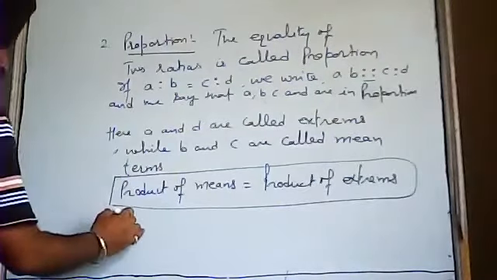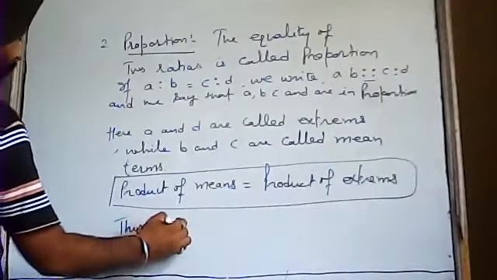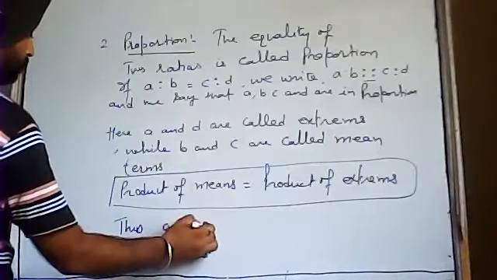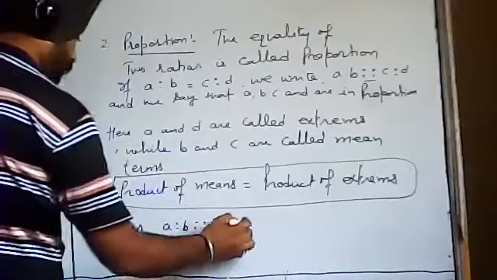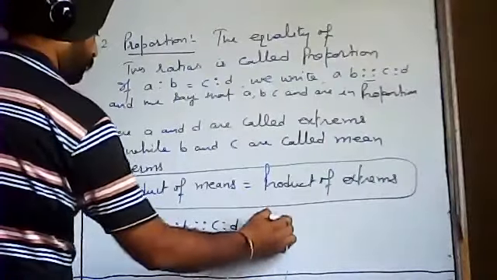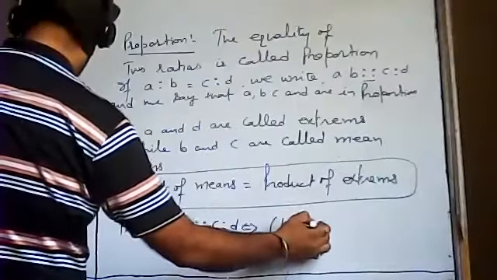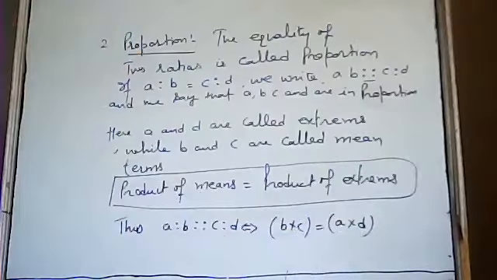Thus A ratio B equal to C ratio D implies, on both sides, B into C equal to A into D. Note down up to this. After this, we write other things. Again, next.